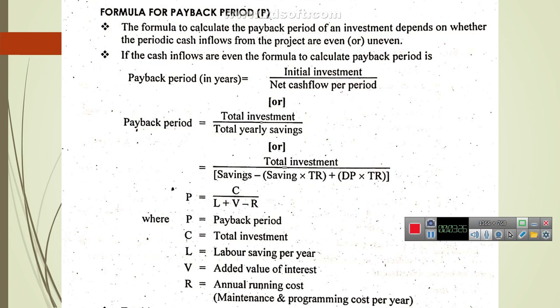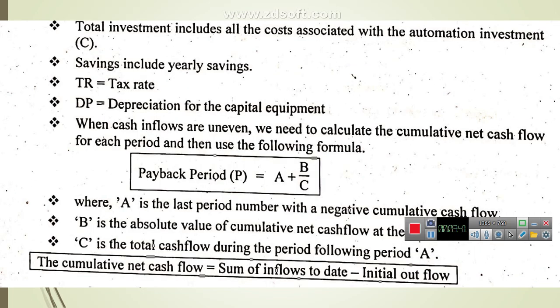Here P equals the payback period, C equals total investment, L equals labor saving per year, V equals added value of output, and R equals annual running cost, that is, the maintenance and programming cost per year. Total investment includes all the costs associated with your automation investment, which is called the capital cost.